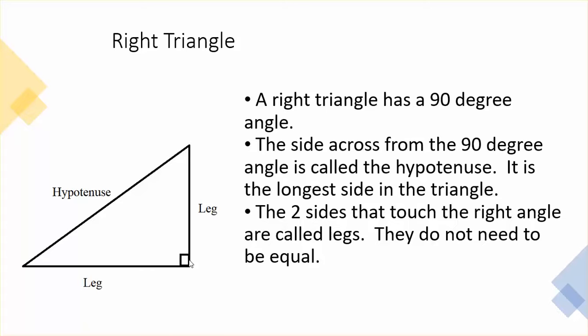The side across from that right angle is called the hypotenuse. The hypotenuse is the longest side, and it does not touch that right angle. The other two sides are called legs. They can be equal, but typically are not. And again, it's important to know which one is the hypotenuse. So make sure you can identify that across from the 90-degree angle, the biggest side is the hypotenuse.